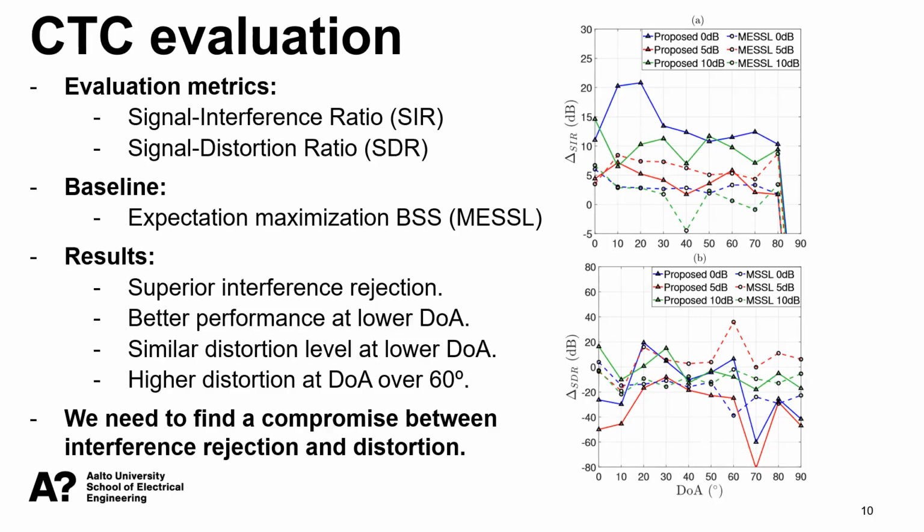In terms of distortion levels, the performance of our method is similar to the reference for lower DOA values, but there is a higher distortion introduced in the higher DOAs. This is probably caused by the nature of the soft-mask method, which can remove great parts of the interference in exchange for higher distortion in the signal.